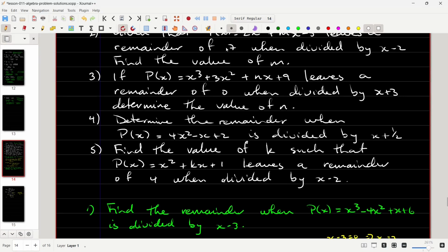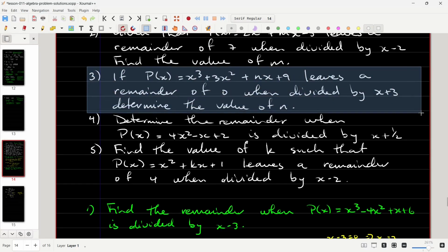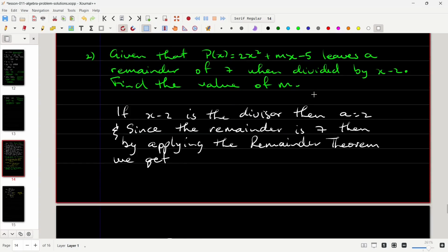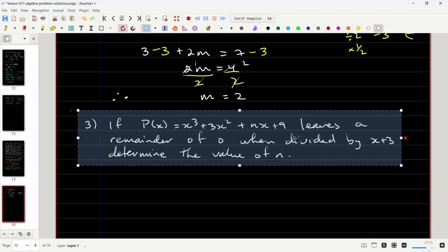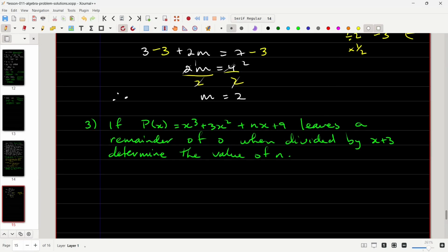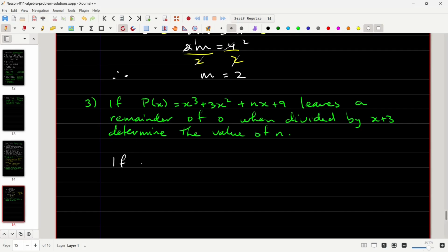Let's look at the other one here. Maybe put it in green, and then I'll write in white or yellow. All right, so if this leaves a remainder of 0 when divided by this, determine the value of n. Okay, so that means if x plus 3 is the divisor, then a is equal to minus 3.